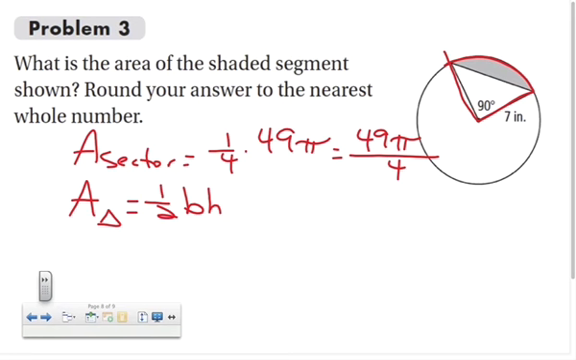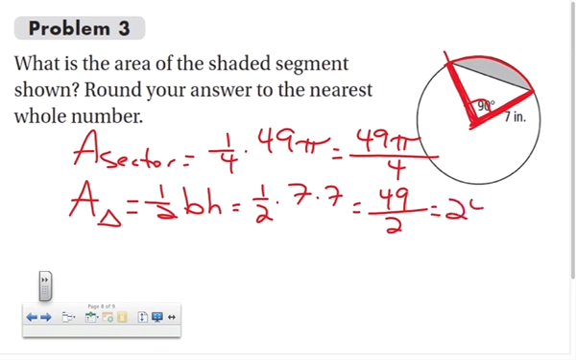Fantastic question. I'd love to answer it as soon as the little murmurings stop, please. Okay, remember, the height of a triangle starts from a vertex and is perpendicular to the base. This is a 90-degree angle. Do we see that this segment could be the height and this would be the base? Base and height are perpendicular. Okay, so I have 1/2 times 7 times 7, which is 49 over 2. You could, of course, simplify that to 24.5 if it makes your heart happy.